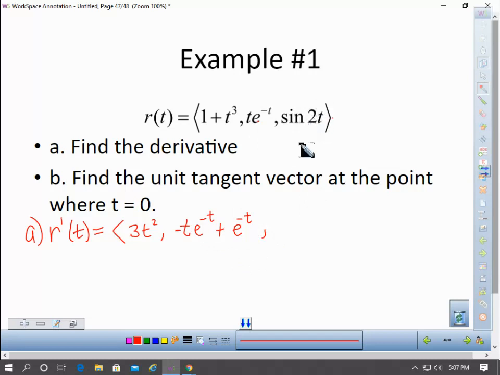Now the derivative of sine of 2t, the derivative of sine is cosine. I keep my angle 2t the same, and then I chain on the derivative of 2t, which is 2. And then I put the ending. So there's my derivative. Not hard at all.